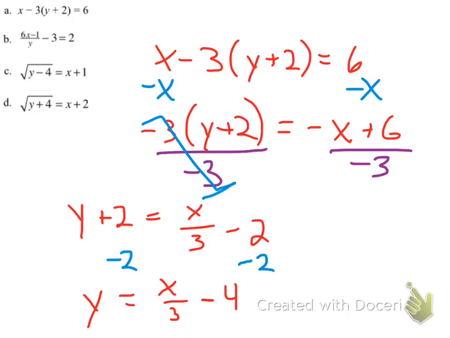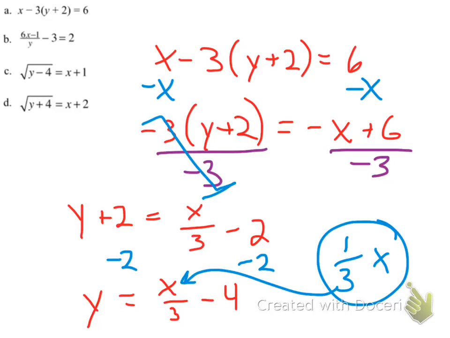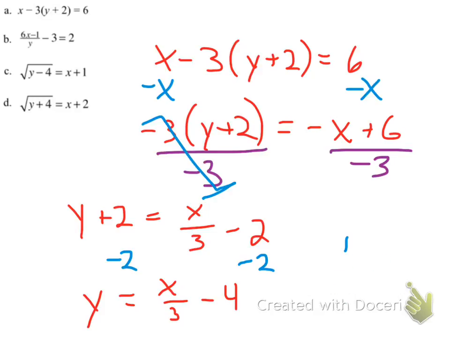One other quick thing here. The x over 3 could be written as 1/3 times x. If you would rather have that, that's perfectly fine. However, that is the solution when solved for y.